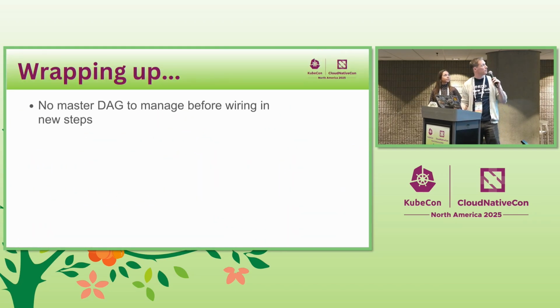So just to wrap this up, all right, what we liked about this was the organic growth. There's no master DAG to manage before you wire in new steps. All you have to do, right, if you want to extend this, is add a new event source, a new event trigger, and a new config map containing the resources you want to deploy. That's it. You can use the existing events that are already there and tack on fan-out steps, or just keep the event flow going with more steps and more downstream.